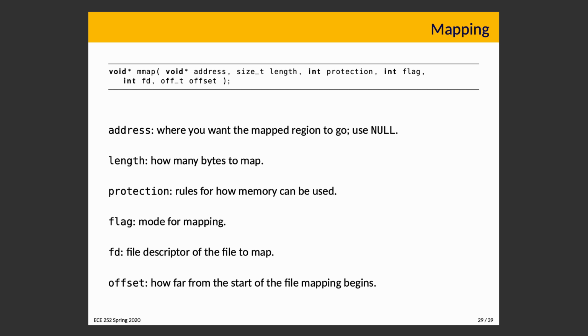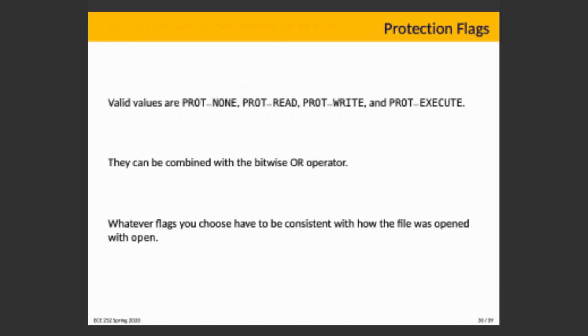The second argument, length, is how many bytes we want to map. The third is the protection flags, your read, write, and execute stuff that applies. It's not quite the same as the UNIX permissions, as we're going to see. The mode is the flag for how we're going to map it. We'll have to come back to that one, as it requires some explanation. FD is the file descriptor of the file that we want to map, so which file it is. And offset is how far from the start of the file the mapping actually begins, so you don't have to start at the beginning if you don't want.